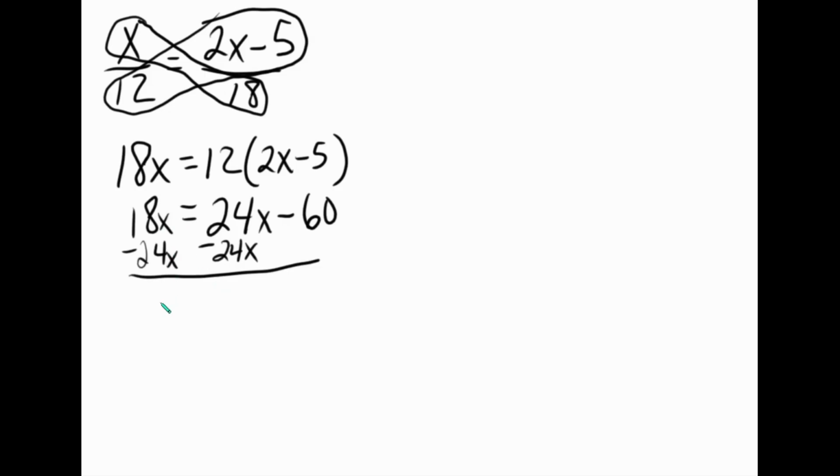18x minus 24x will give me negative 6x equals, this is canceled. Notice the minus sign in front of the 60. That needs to come on down. Now I can divide both sides by negative 6. x equals negative 60 divided by negative 6, which is going to be positive 10.